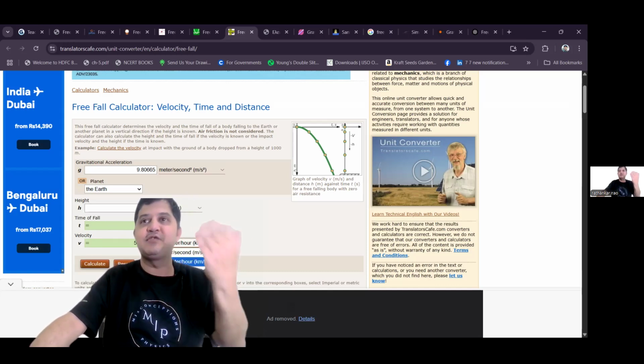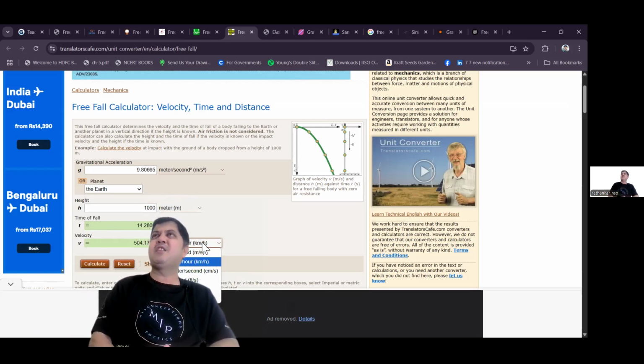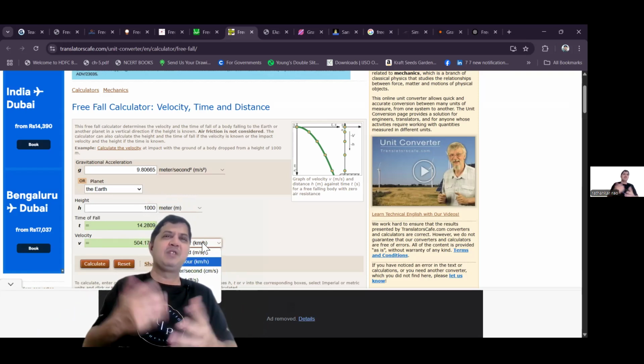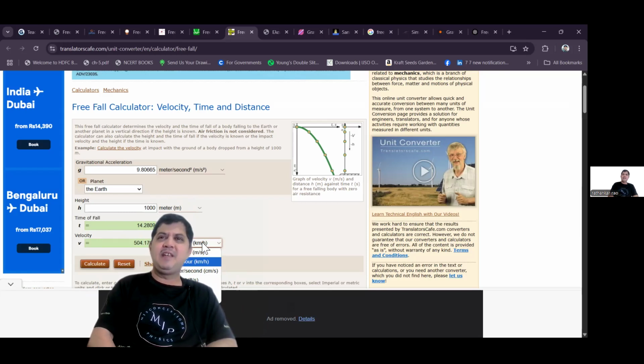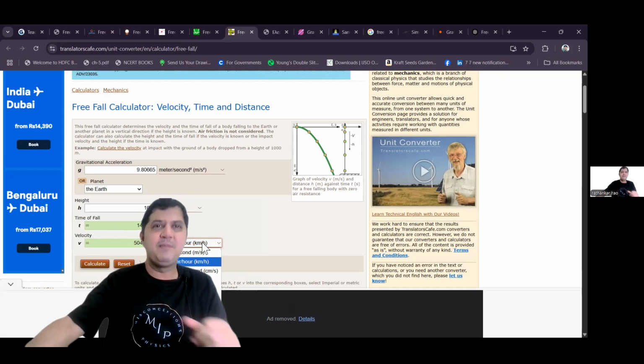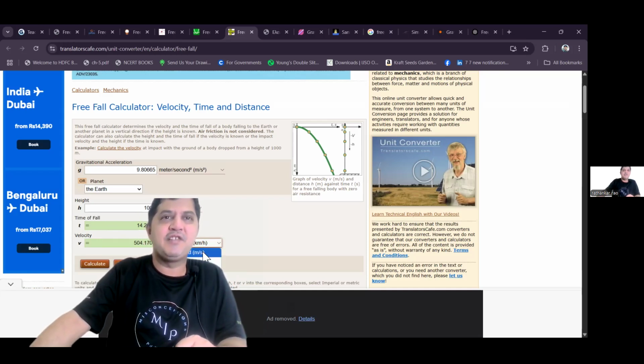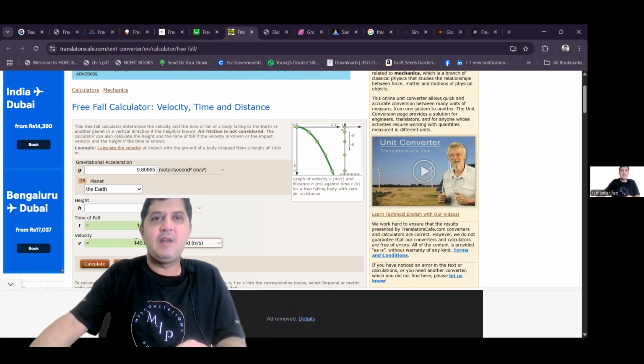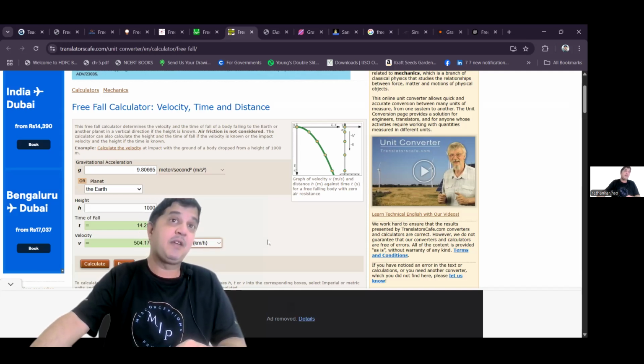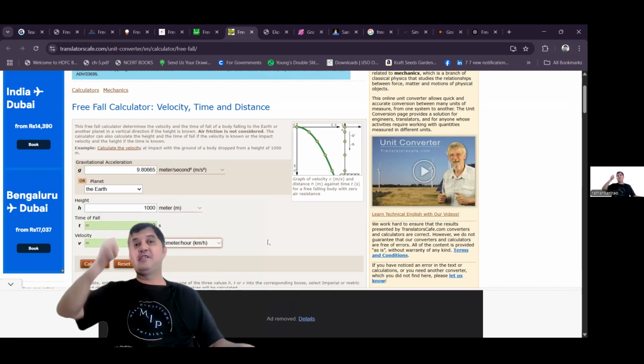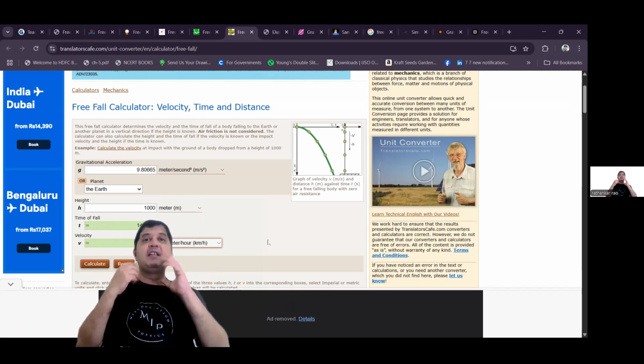What was interesting to me: when I asked this question to one of my students, he said it could be around 100 meters per second. I asked him, can it be 100 meters per second? Can it be 200 meters per second? Then he said, sir, maybe it is 1000 meters per second. Then I told him, first find out, if it is 140 meters per second, what is that in kilometers per hour? This is 504 kilometers per hour. So when an object falls, you should know the relative values of it.